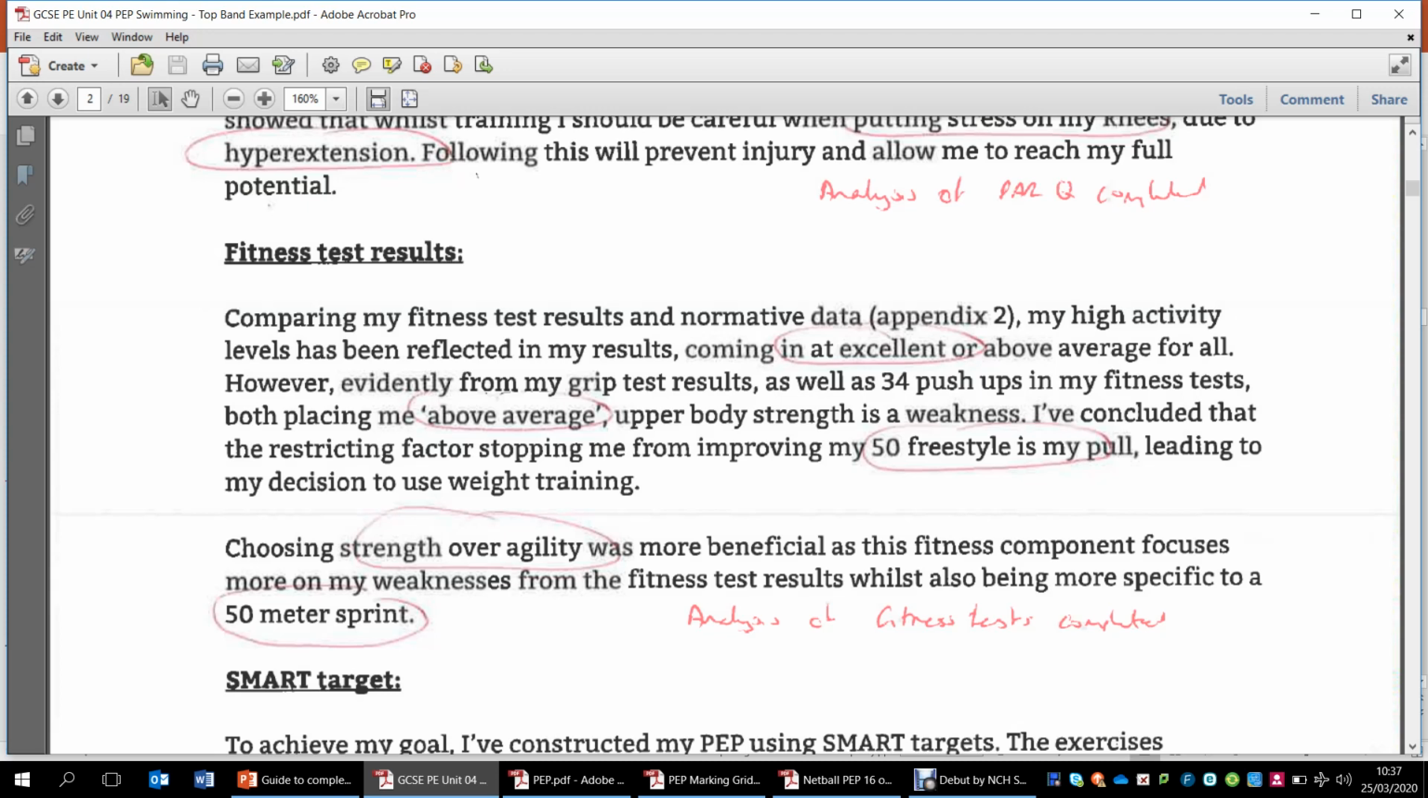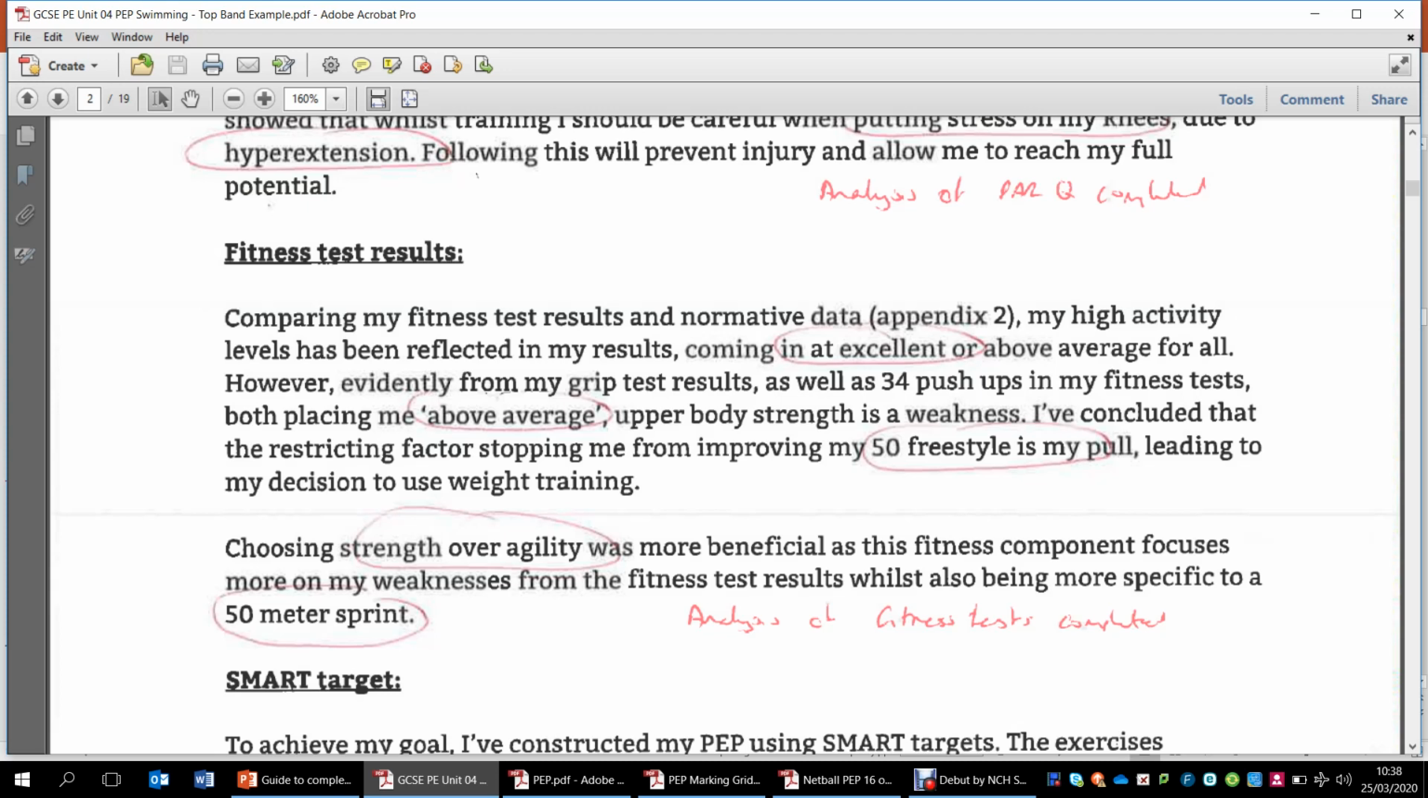It's not as strong as the others, so upper body has been identified as a clear weakness. I've concluded that the restricting factor stopping me from improving my 50 metre freestyle is my pull, leading to my decision to use weight training. Okay, so they've even hinted there at what method of training they're going to be using.